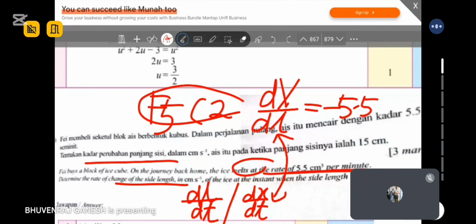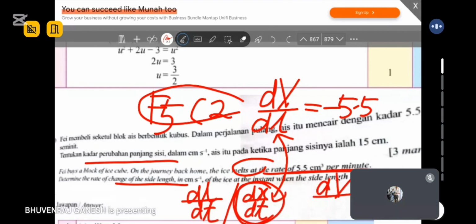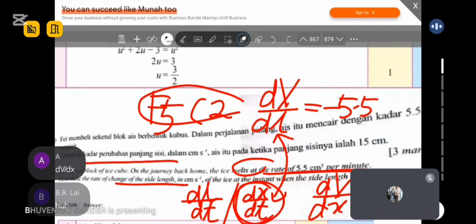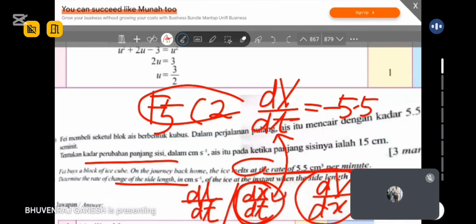dv over, check and see. Question is to find dx dt. So means that you must have dv over what? dx. Am I right? Sorry guys, this one I write wrongly. This one is dv over dt. Okay, dv over dx. Correct. You must have dv over dx information.